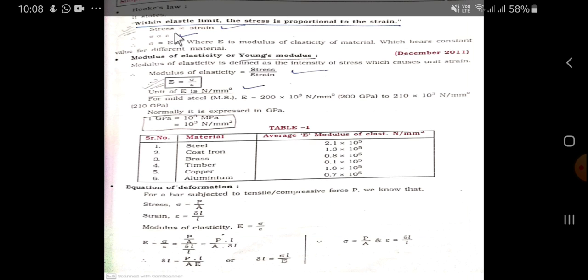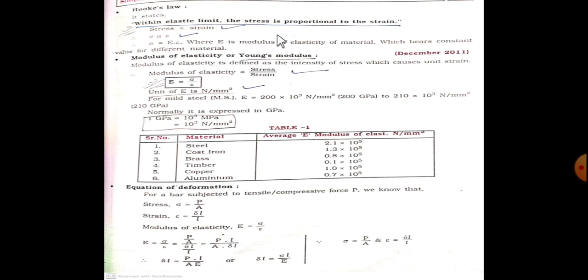Now, the most important thing, that is Hooke's law. Within the elastic limit, the stress is proportional to strain. Means up to the elastic limit, stress and strain are proportional to each other. So sigma is equal to E into epsilon, where E is modulus of elasticity.